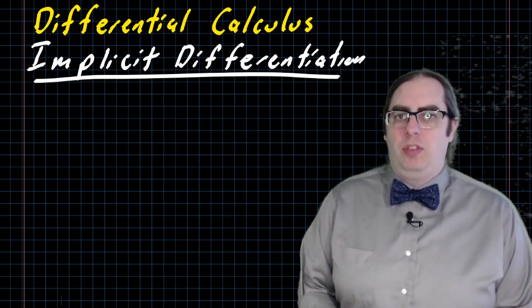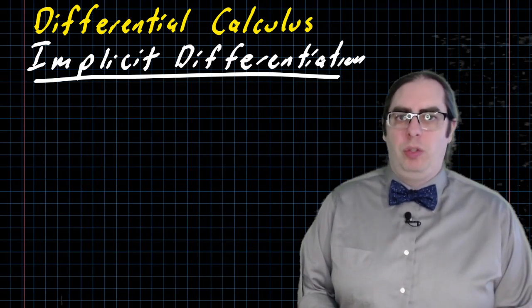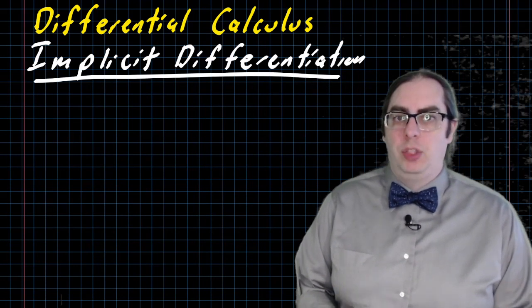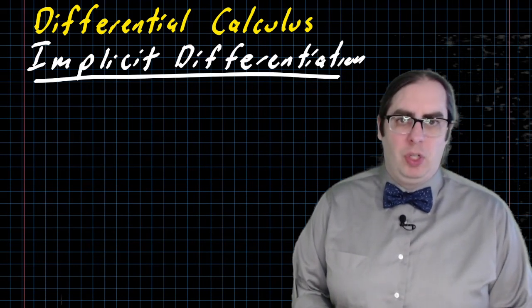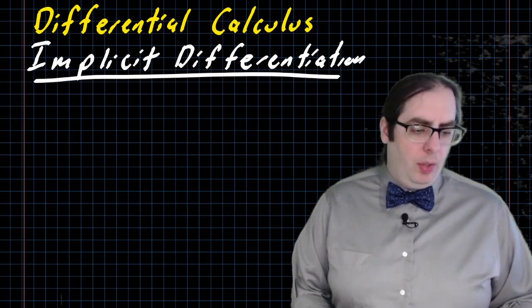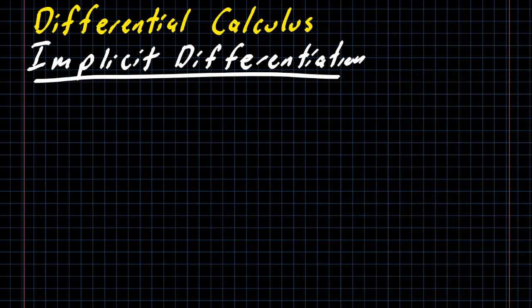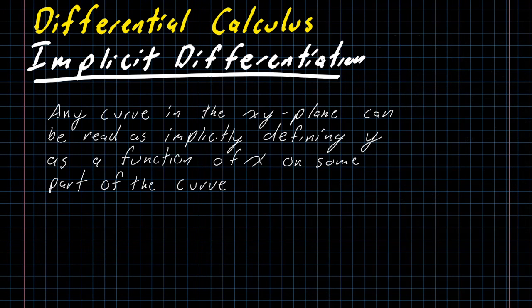So rather than stand here and talk about it, I do want to jump into some pictures and analyzing what's going on. Before I do that, though, I do need to get my head out of the way and go through one definition here. Any curve in the xy plane can be read as implicitly defining y as a function of x on some part of that curve.